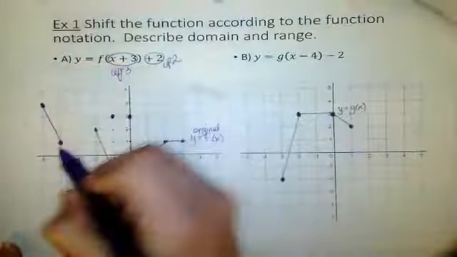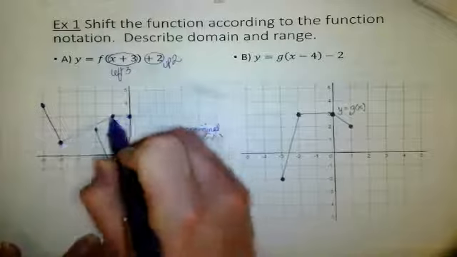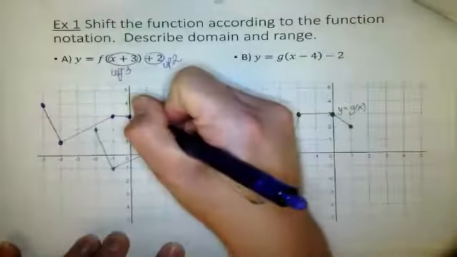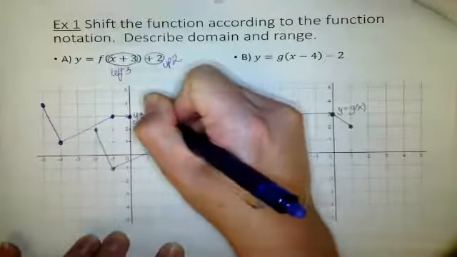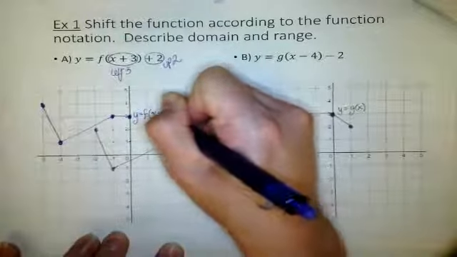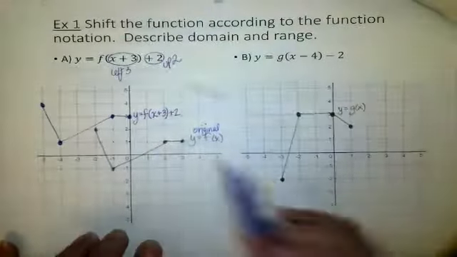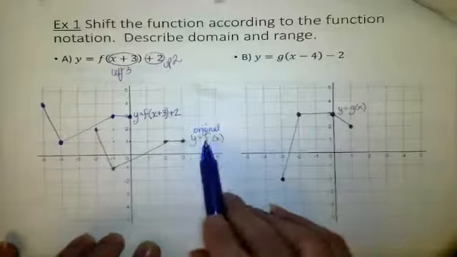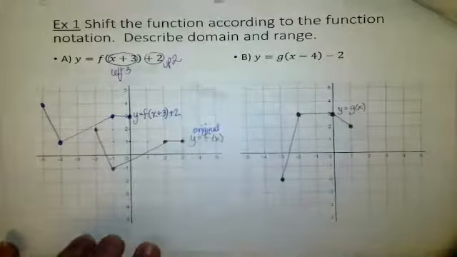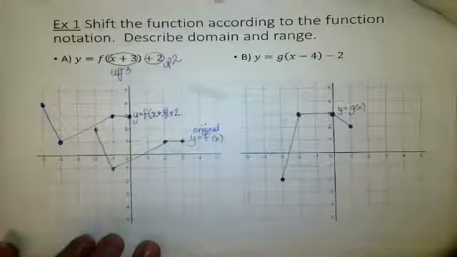And this is my shifted function. And we're going to label this. This is y equals f of x plus 3 and then plus 2. So that's telling us that we took our f function and we shifted it left 3 and up 2. And that's it.